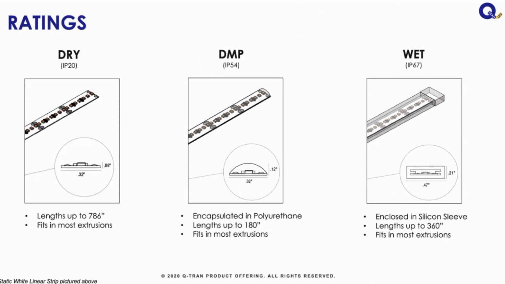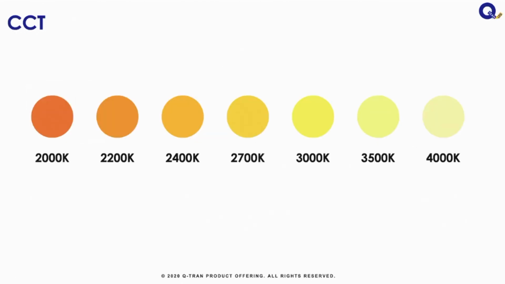And then finally, the wet option. This is an IP68 rated strip, and it is enclosed in a non-yellowing silicone sleeve. This is limited to 30 feet or 360 inches, just as it's difficult to pull the LED through the actual sleeve itself. So next, let's take a closer look at the color temperatures available for each of these.